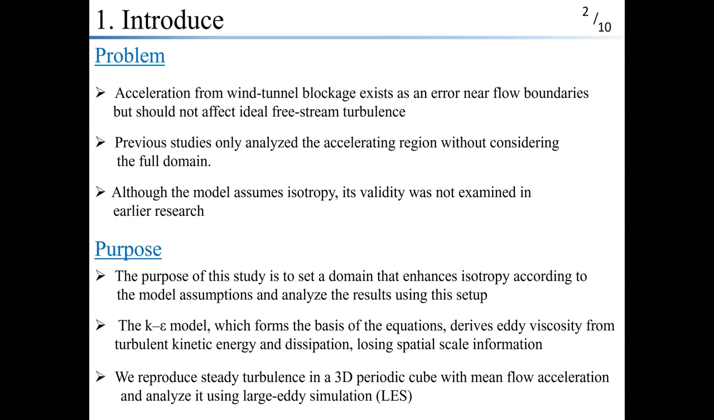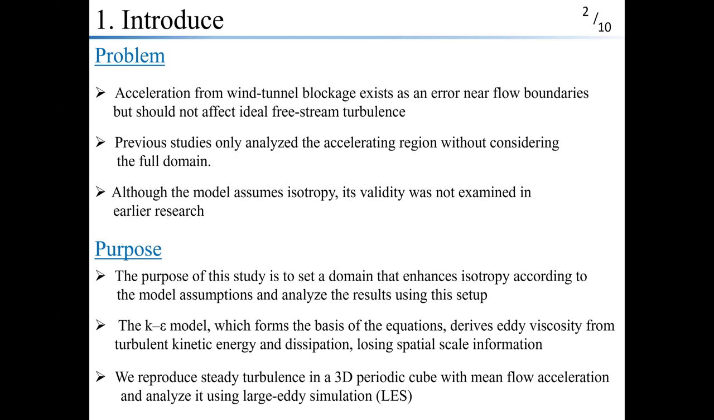Past study focused only on an acceleration region and did not assess other area, nor did they verify the assumption of isotropy in turbulence models. This reveals uncertainty about how domain selection and isotropy affect modeling accuracy.